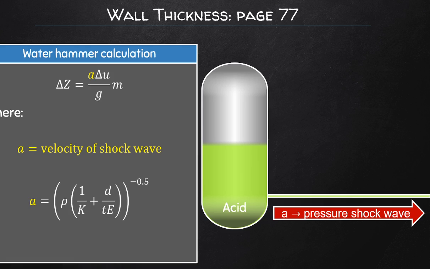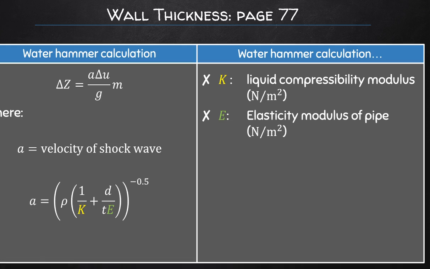The momentary pressure increases as a result of the water hammer and is described by the following equation above, where A is the linear velocity of the pressure shock wave given by the relation shown here, so you can calculate this. The values of K represent the liquid compressibility modulus, which is available in literature, while the variable E represents the modulus with respect to the pipe, which is of course also available to you.